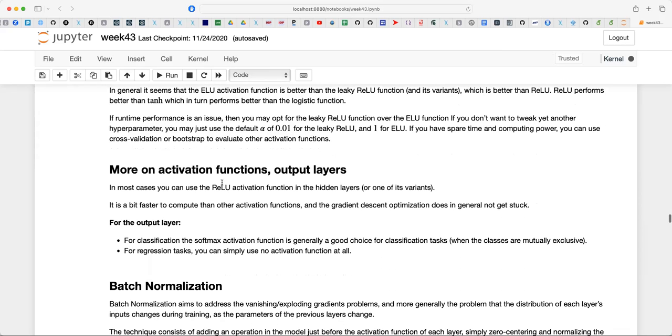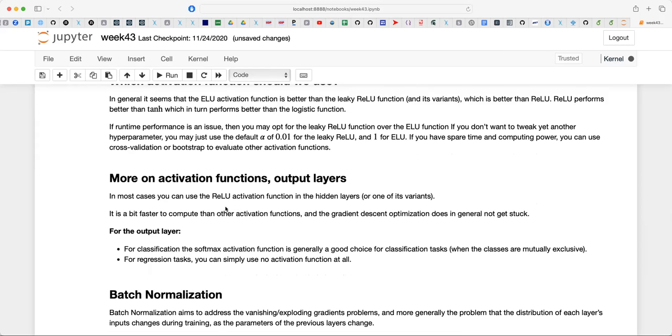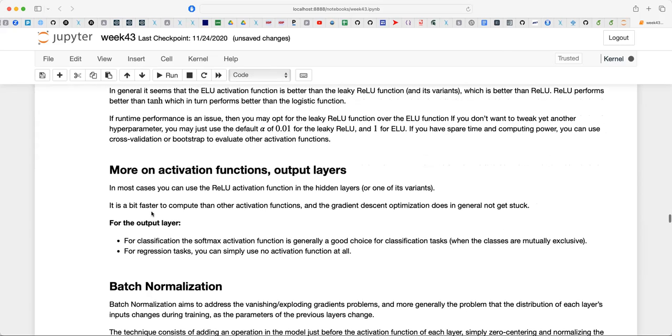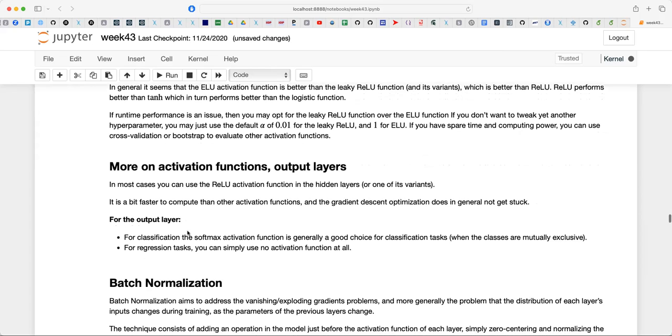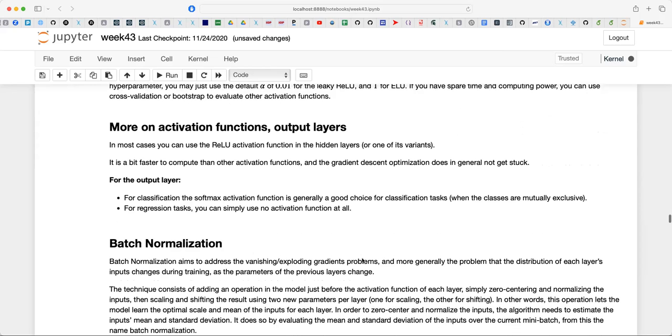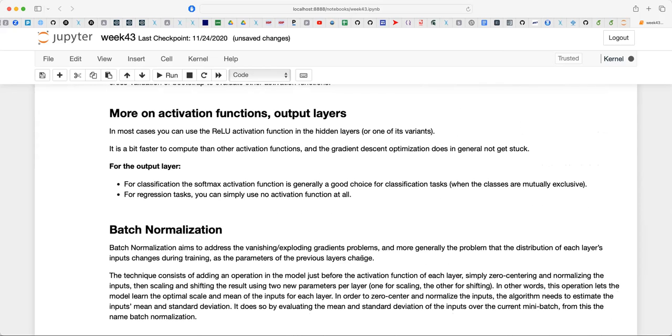So other things, in most cases, this ReLU function works well. So this is the one which many practitioners tend to recommend. It's a bit faster to compute. And for the output layer, if you use classification, then the softmax function is normally used if you have more than 2 classes. And for a regression task, you can simply use no activation function at all. You just spit out the results of the input. The result is the input to the output layer.